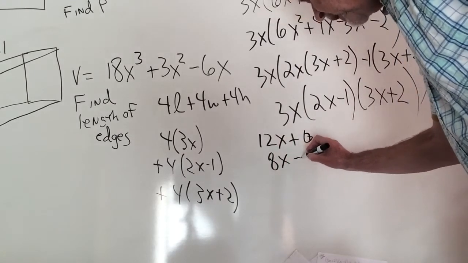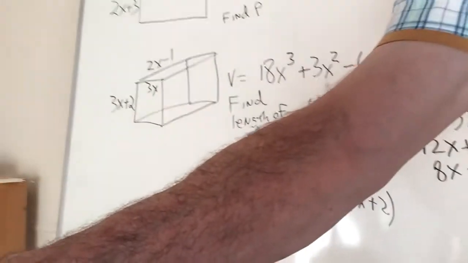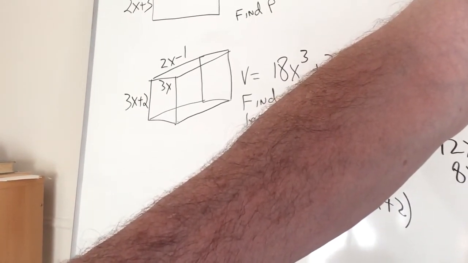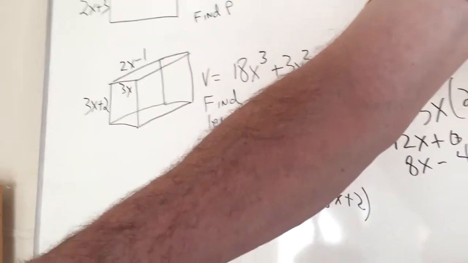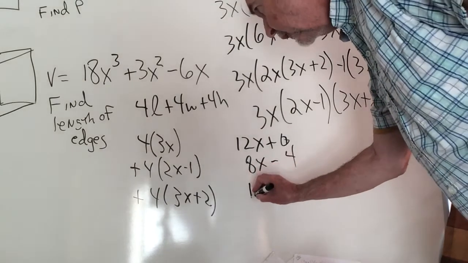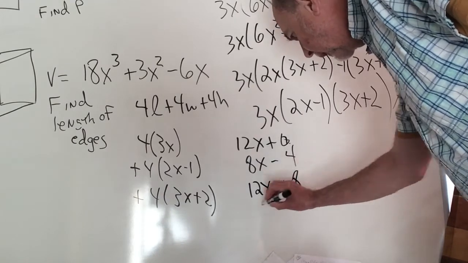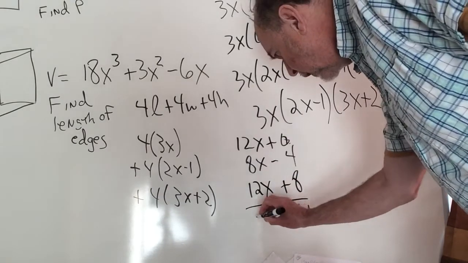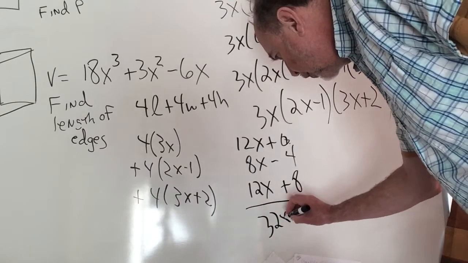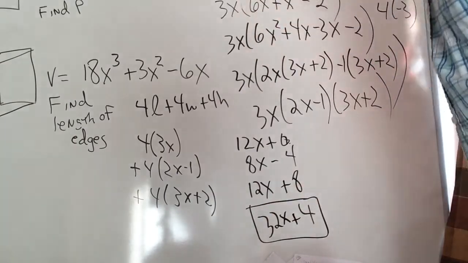8x minus 4. Where did I get the 4 one more time? If you look at the figure there, and we've done it so many times in the past, you can see that there are 4 lengths and 4 widths and 4 heights and all that. You did in 7th grade as well. And finally, it's 12x again, but this time plus 8. So there's 4, 24. So this happens to be the length of the edges, happens to be 32x plus 4, subject to restrictions, of course.